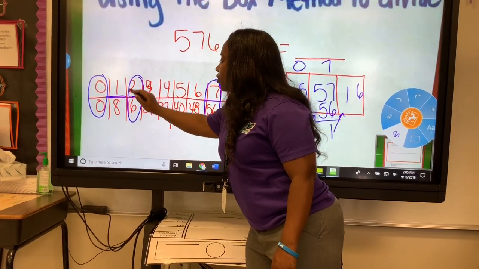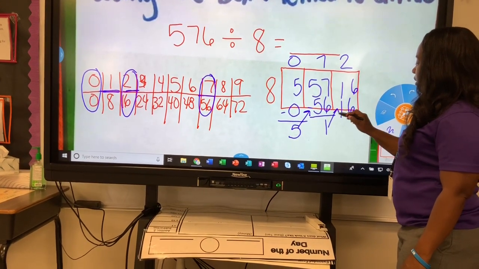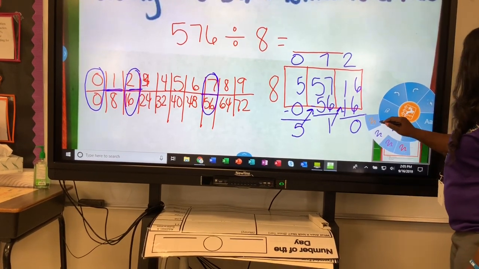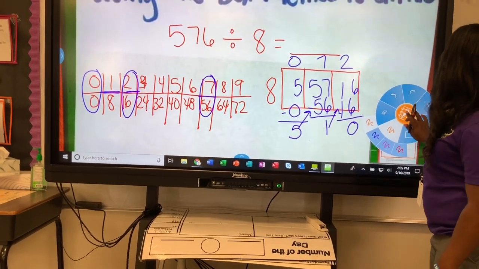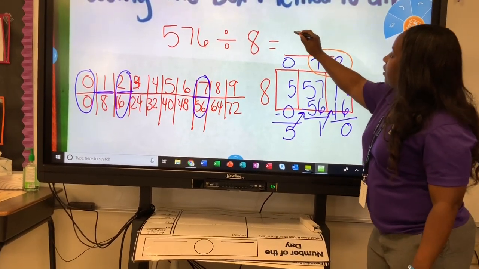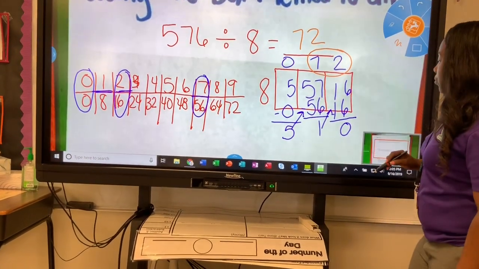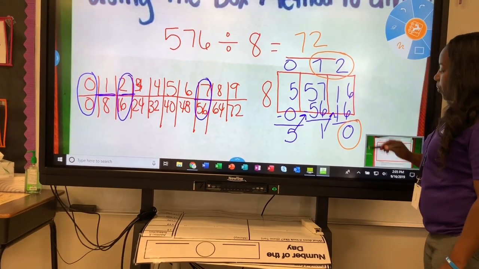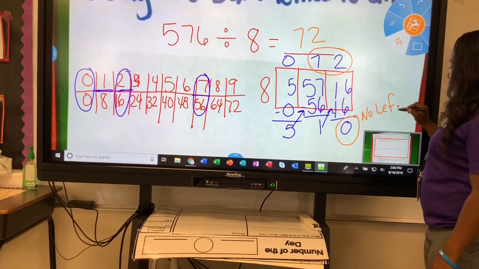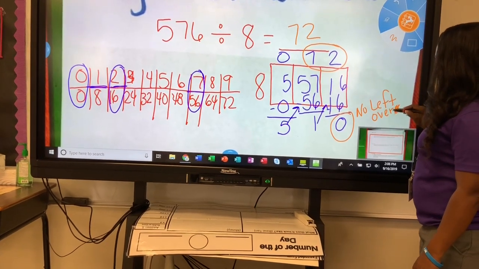Our top number is 2, and our bottom number is 16. We subtract and we get 0. But we're not done until we understand what each number means. So the answer to our problem is 72. 576 divided by 8 is 72. This could also be an answer, so we're going to practice circling it, saying no leftover.